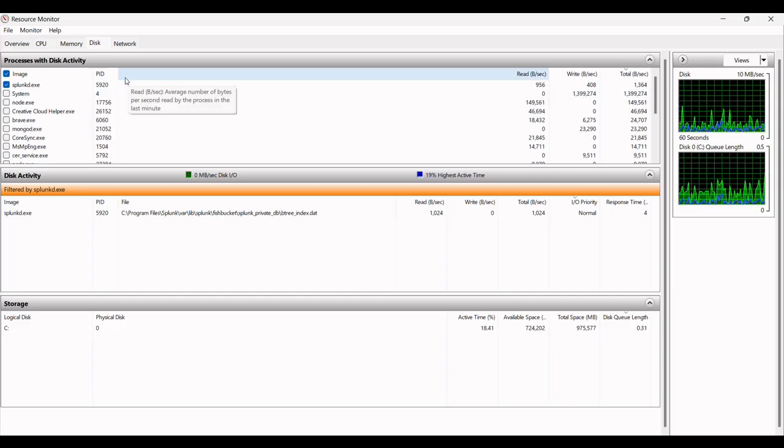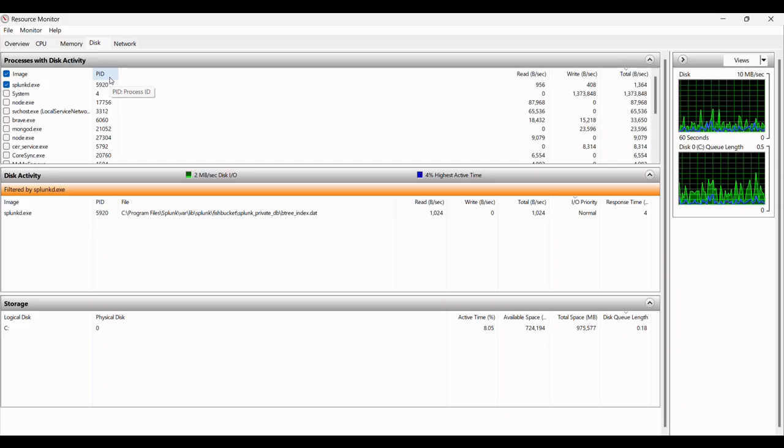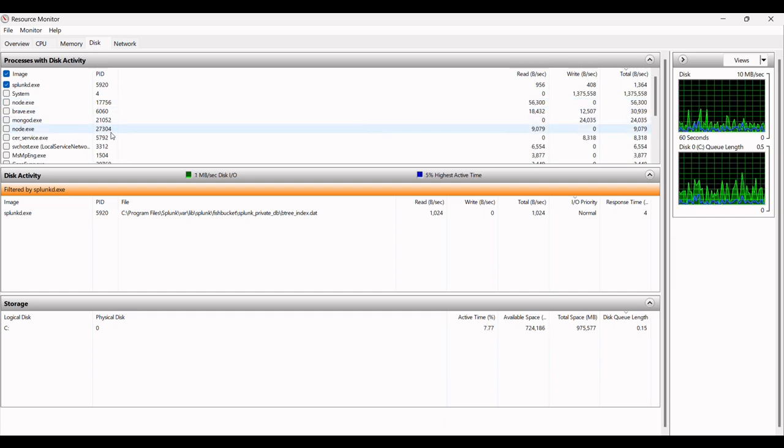In the upper section, we can observe processes currently performing disk operations. The read and write columns display how much data each process is reading from or writing to storage.